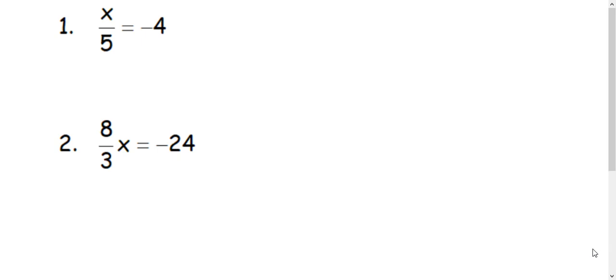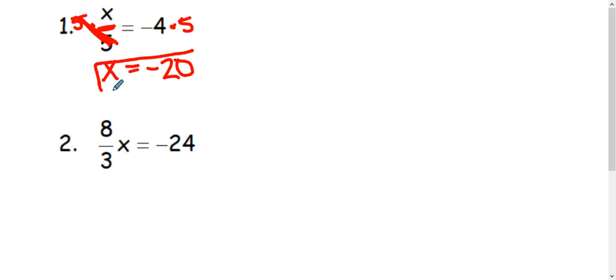In the first example, we have x divided by 5, which equals -4. So think about your inverse operations, and how would we inverse division? With multiplication. So I'm going to multiply by 5 so that we can cancel the 5. 5 cancels. On the other side of the equal sign, I have -4 times 5, which equals -20. So x equals -20.